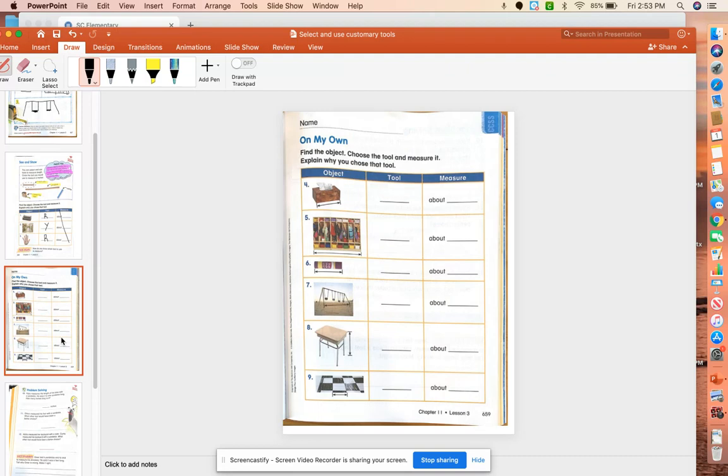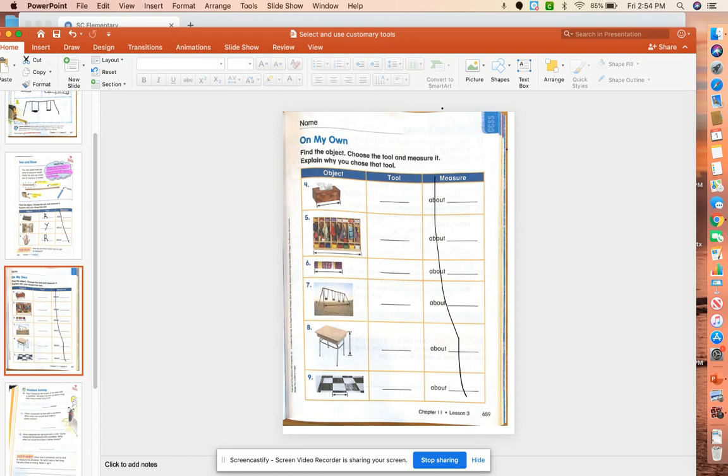All right, turn the page to 659. Okay. It says find the object, which we're not going to worry about that today. We're just going to choose the tool and measure it. All right, so this time we're going to actually write what we would use. What tool would you use to measure a tissue box? If you said an inch ruler, you are correct. An inch ruler is correct.